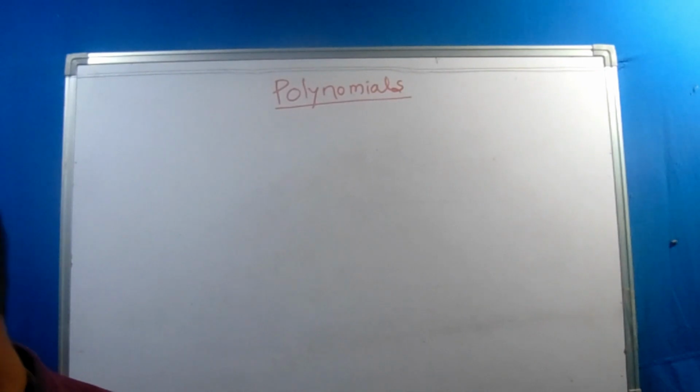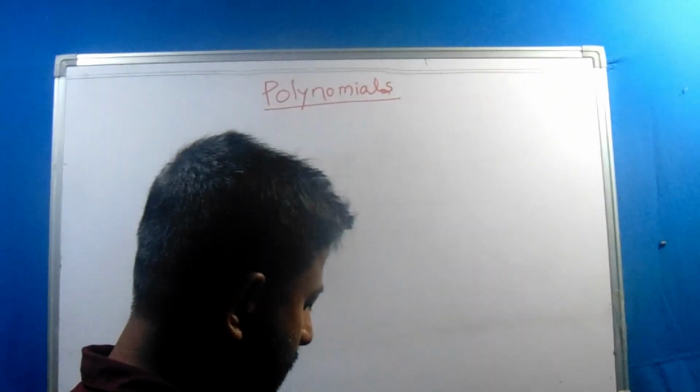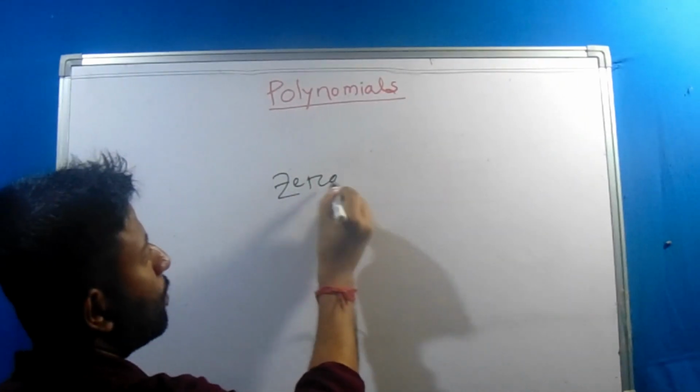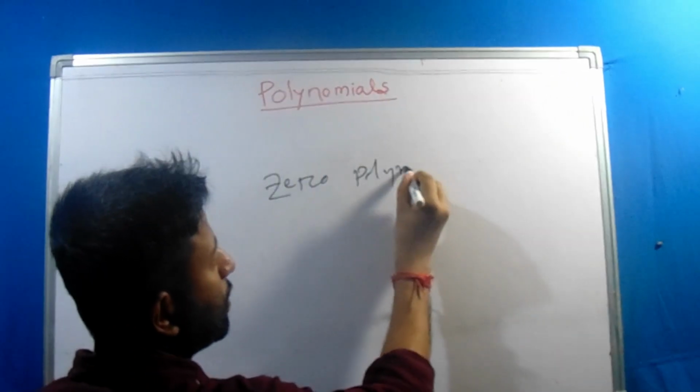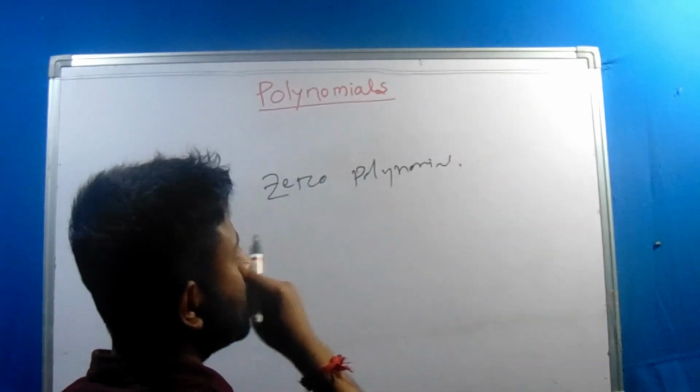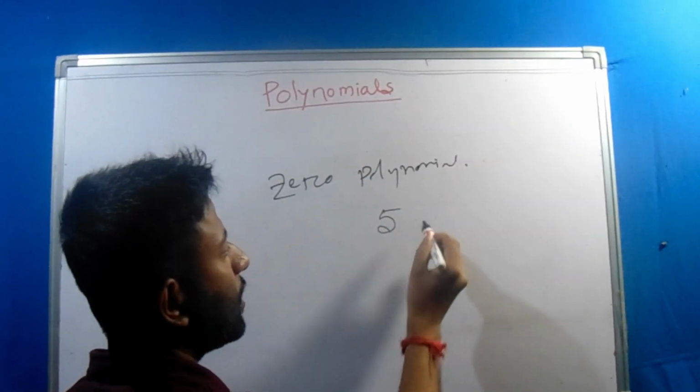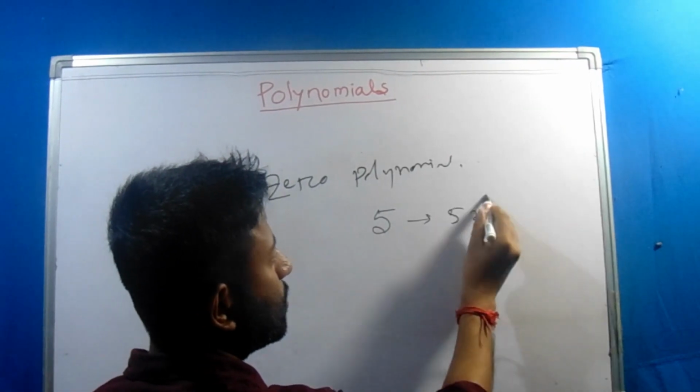अब इसमें और एक आते हैं जीरो पोलिनोमियल. जीरो पोलिनोमियल किसको बोलेंगे, जैसे कि एक टर्म जीरो पोलिनोमियल. अच्छा, जीरो पोलिनोमियल कैसे बोलेंगे हम लोग, जैसे कि 5, I can write 5 as 5x to the power 0.